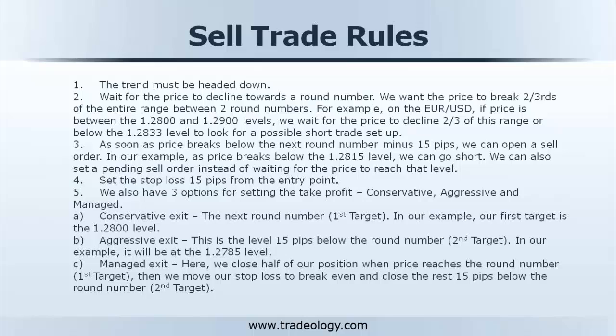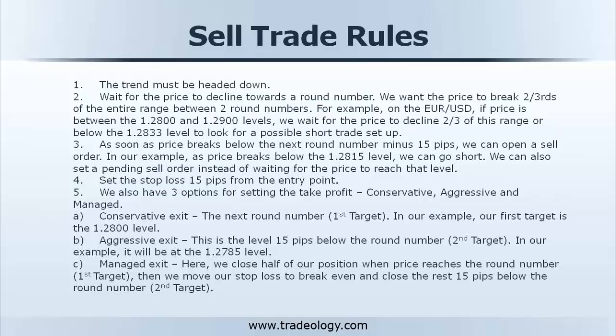Point number 4 says set the stop loss 15 pips away from the entry point. Okay, similar to what we were using with the buy trade rule, so no change there. The only difference, of course, when setting a stop loss for a sell trade, we're going to have to add on 15 pips to the entry point so that we can determine our actual stop loss level.